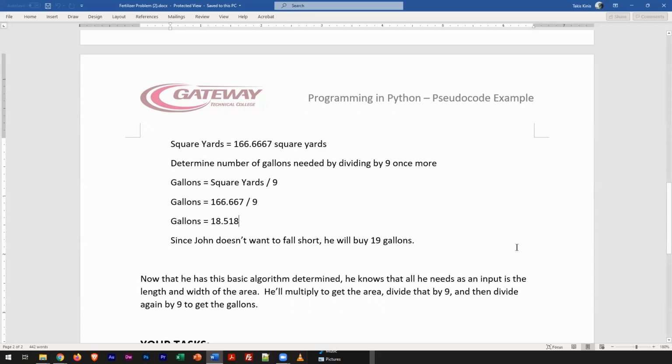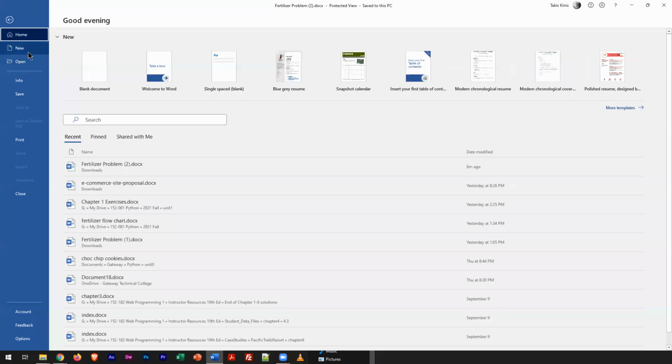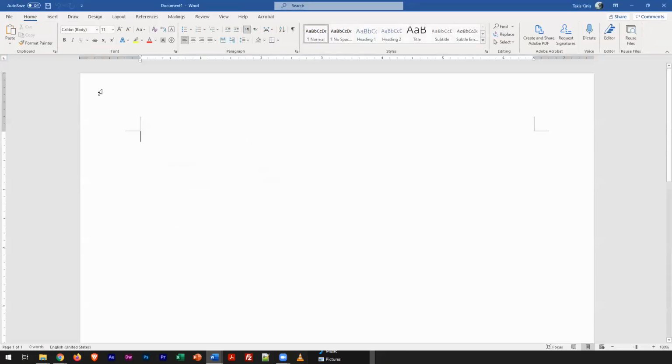So now our job is to convert this into a flow chart. I'm going to use Microsoft Word to do this. So I'm going to create a new document here in Microsoft Word. You can also use Google Docs, and then when you try to add the shapes, it'll bring up the Google Draw program. But I strongly, strongly, strongly suggest that you use Microsoft Word to do this.